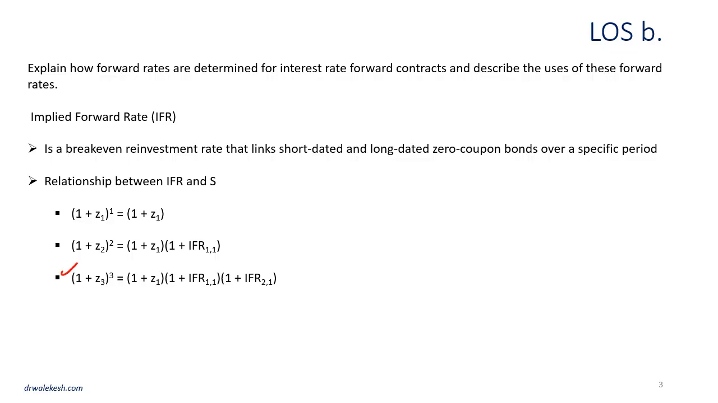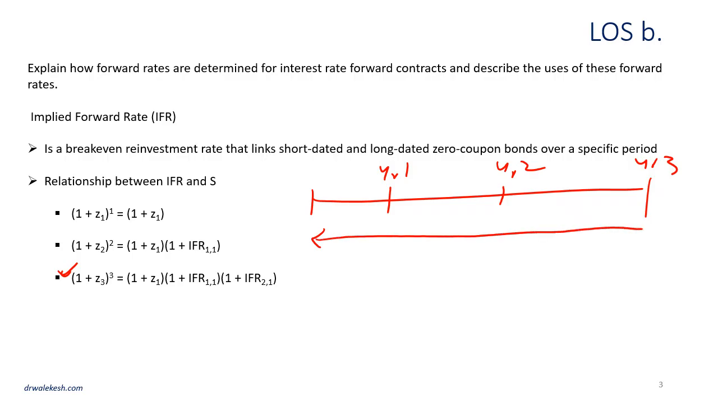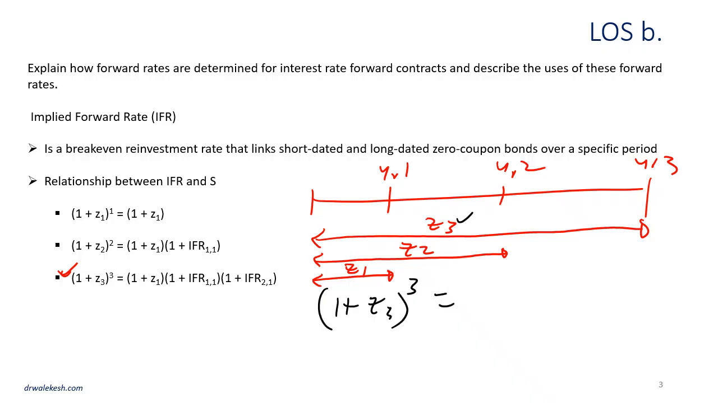Moving on to the next point I have here. So let's say this is year 1, this is year 2, and we have year 3 here. So this is the spot rate for 3 years, the spot rate for 2 years, then we have the spot rate for 1 year. So I can write the equation that links the spot rate for 3 years in relation to the forward rate as this.